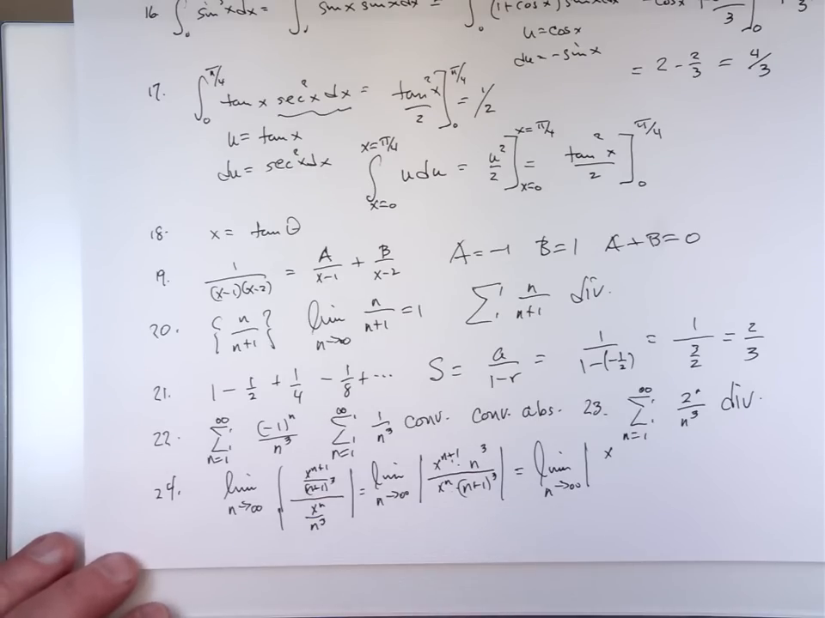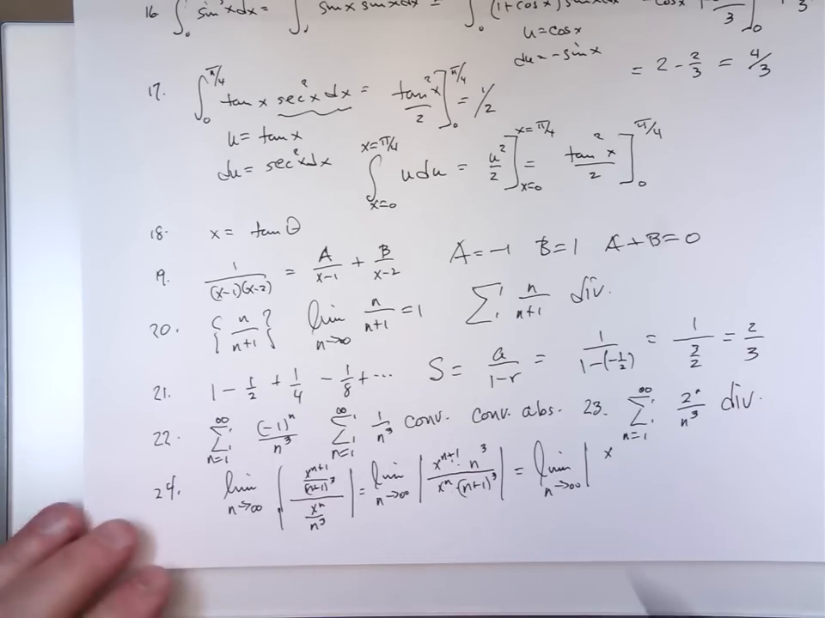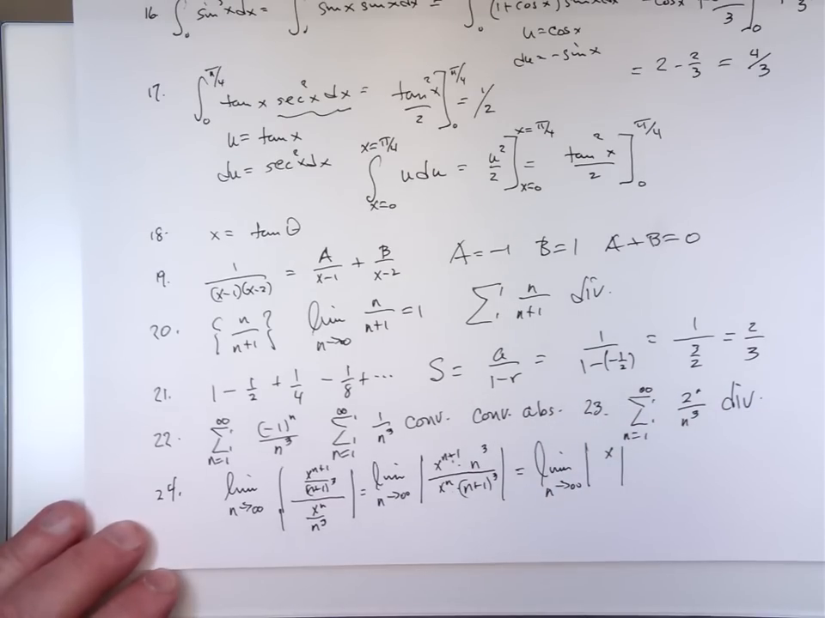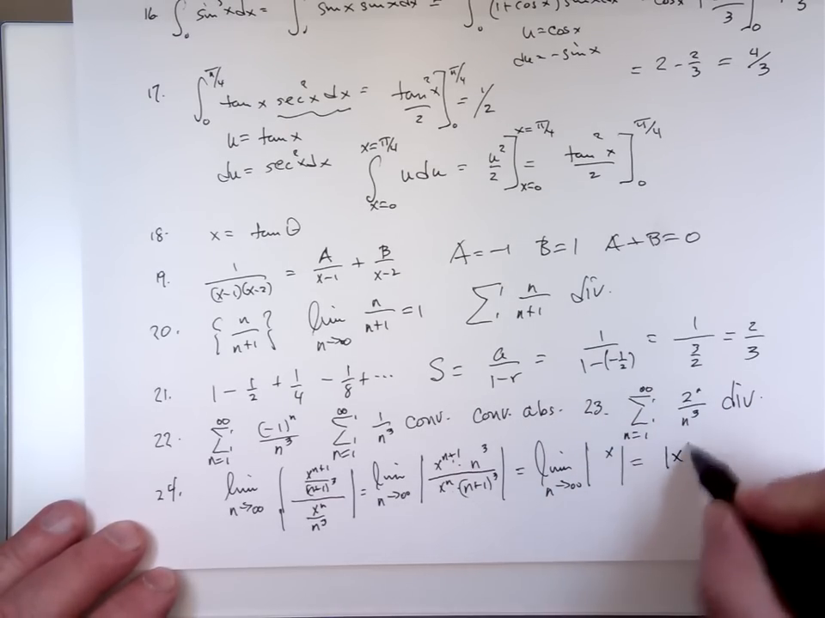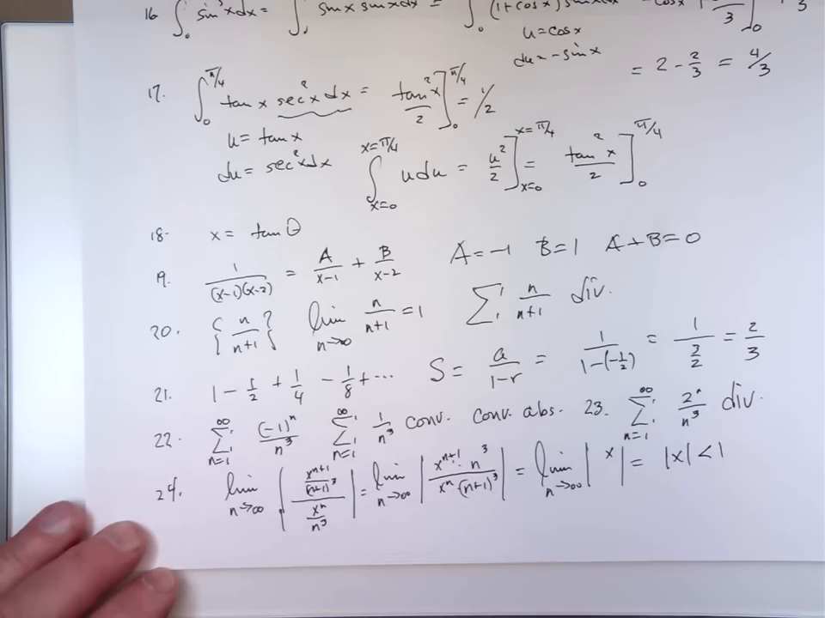If you multiply those out, the third degree ratio of leading coefficients is 1. That limit is 1. There are no more n's. As n goes to infinity, we get the absolute value of x. We want that to be less than 1. This is the radius of convergence, 1.